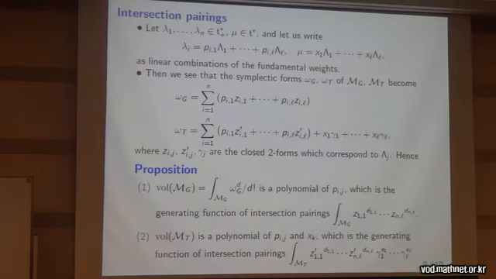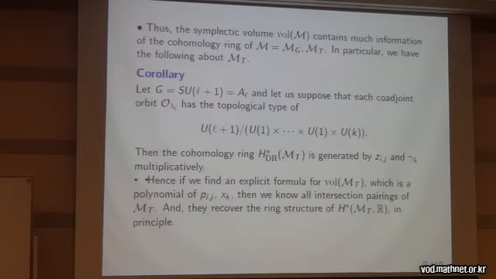Okay. So the symplectic volume of M_T, the multiple weight variety, contains much information about the homology ring of M. In particular, we have the following about M_T.